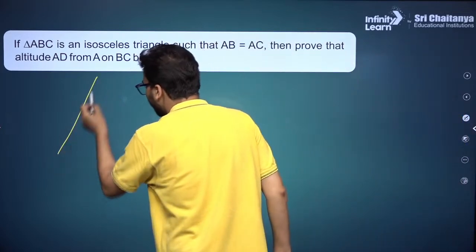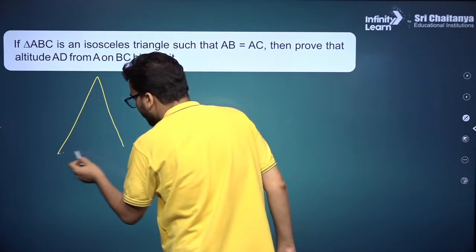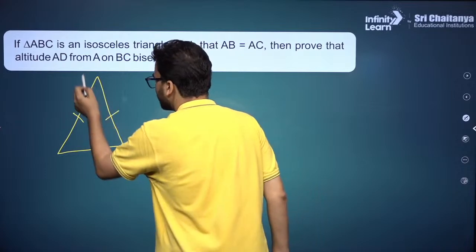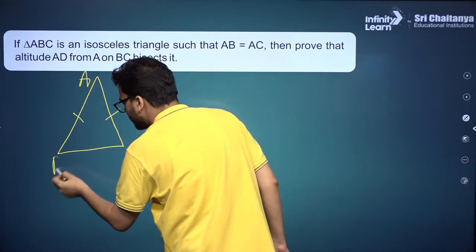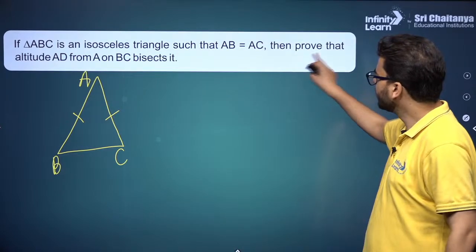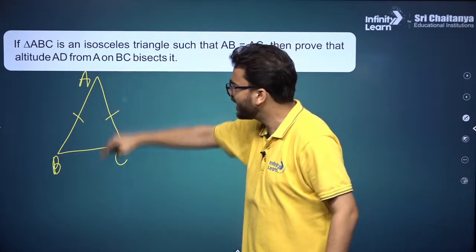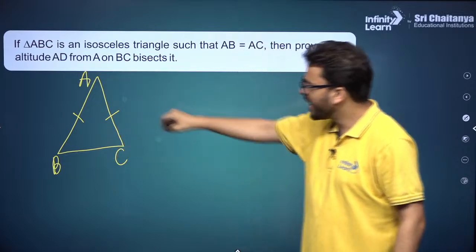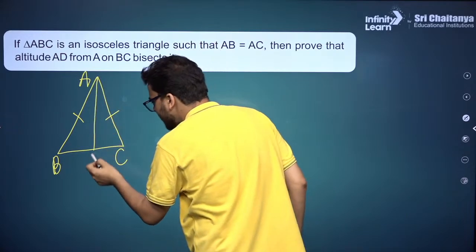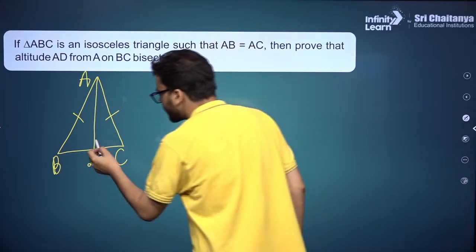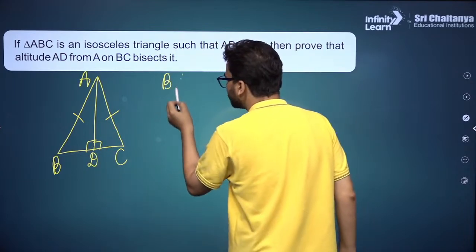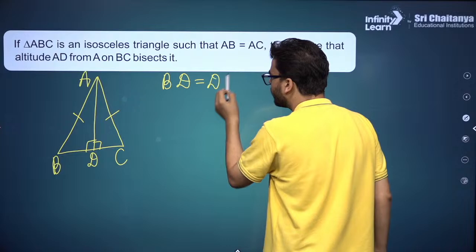Triangle ABC is an isosceles triangle according to this given question, and it is given that AB is equal to AC. You have to prove that the altitude from A on BC bisects it. It means if I am dropping a perpendicular from A on BC, that is AD in this question, this is 90 degrees. So we have to prove over here that BD is equal to DC.